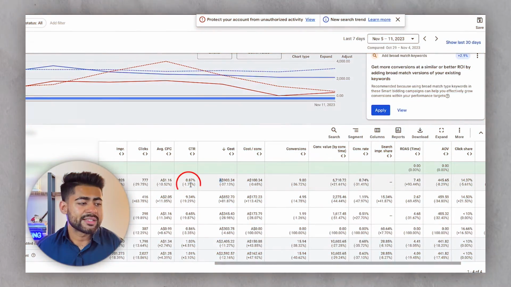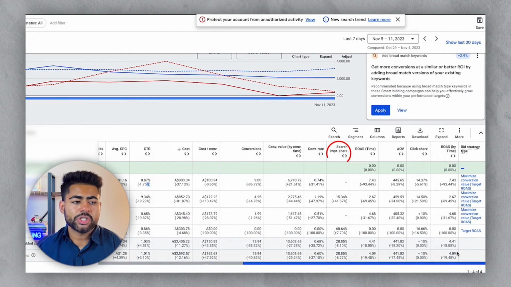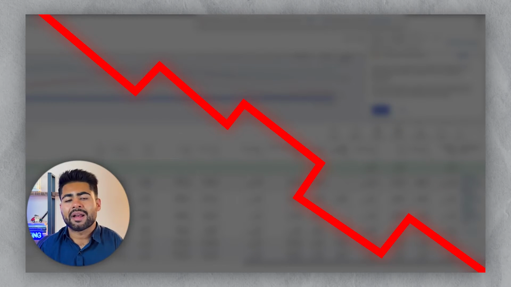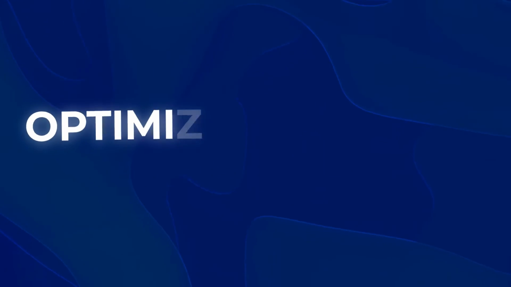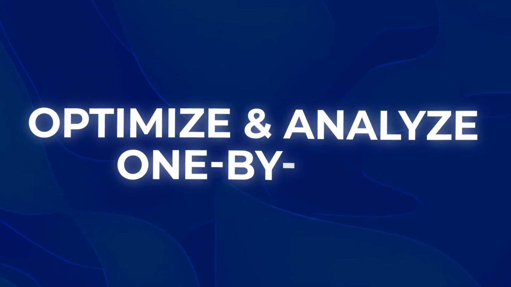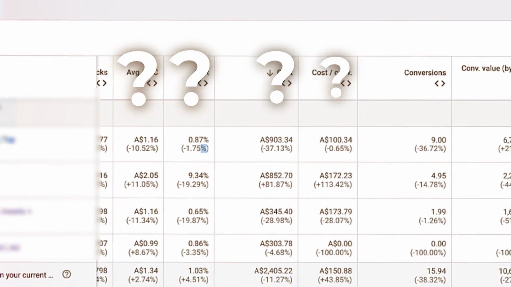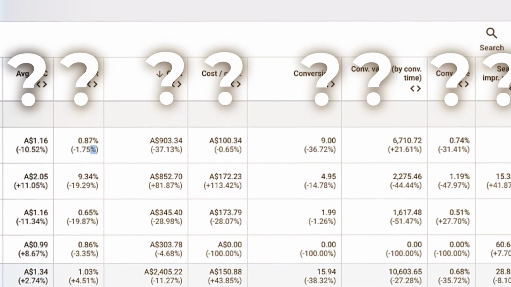Now, let's say you get to the bottom of the funnel and you understand that, hey, the CTR is going down, search impression share is also going down, and everything's just going down, everything's going wrong. What is the next step to the optimization? First and foremost, you need to understand that optimizing your campaigns and analyzing them, all of these things should be done one by one. So once you analyze something, you need to understand what is that one metric you want to start focusing on improving.